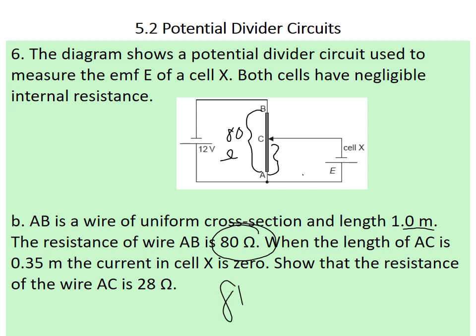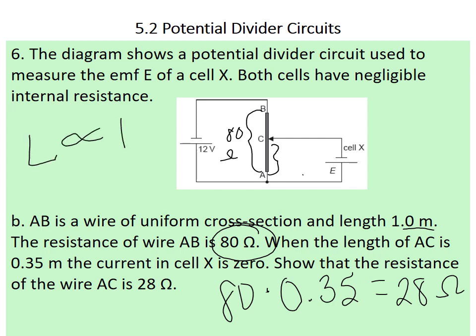So let's see, we'll do 80 ohms times 0.35. Do we get 28 ohms? Yes, we do indeed. We get 28 ohms. And again, I'm just taking advantage of the fact that length is proportional to resistance. If I've reduced the length from 1 meter to 0.35 meters, I've reduced the length by 65%, which means I've reduced the resistance by 65%.